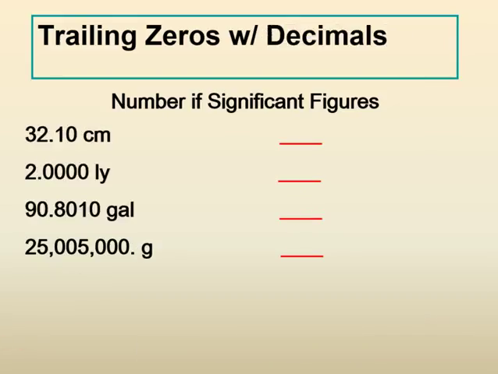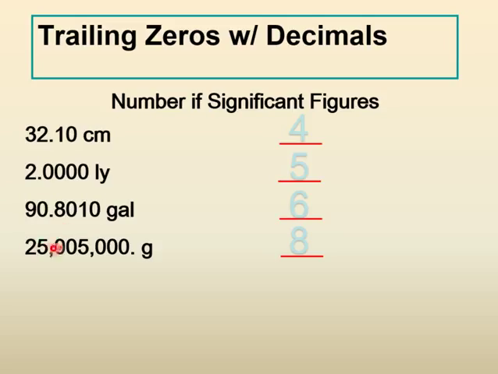Now let's talk about trailing zeros in numbers with decimals. Notice that we have decimals here. So this is what you want to find. Even at the end, there's a decimal there. That's going to change your rule. So first value, 4 significant figures. Second value, 5 significant figures. Third value, 6 significant figures. Fourth value, 8 significant figures.